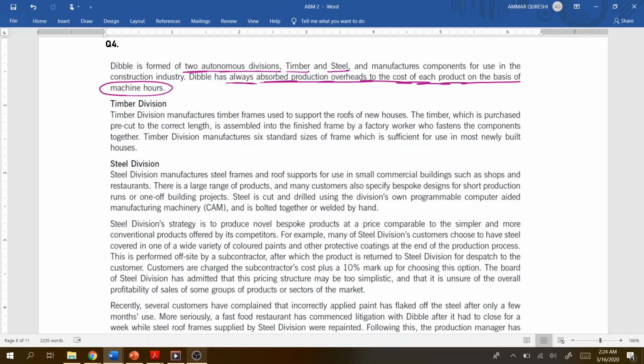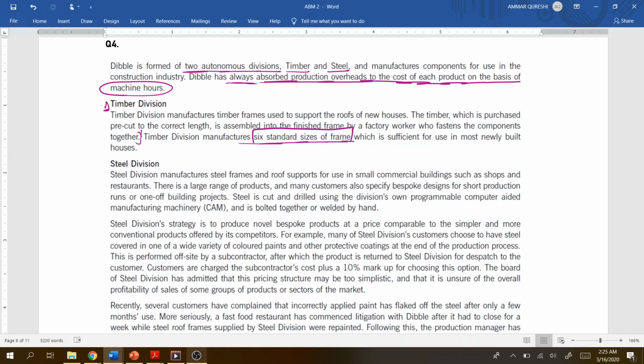Now, the timber division, the first division, manufactures timber frames used to support the roofs of new houses. The timber, which is purchased pre-cut to correct length, is assembled into finished frames by factory workers who fasten the components together. This is basically the introduction of the product. The division manufactures six standard sizes of frame.